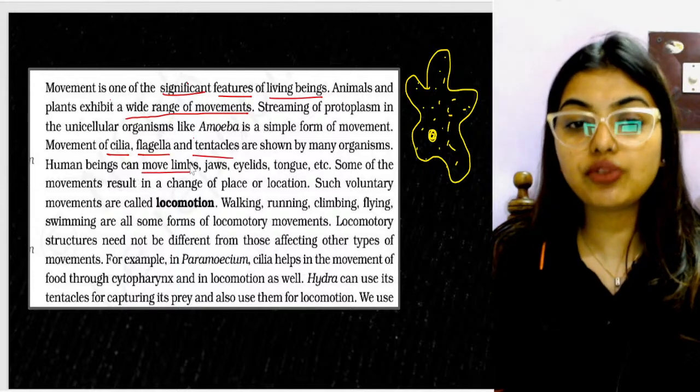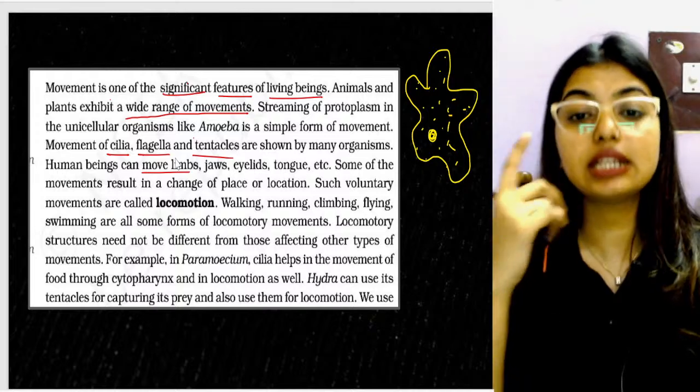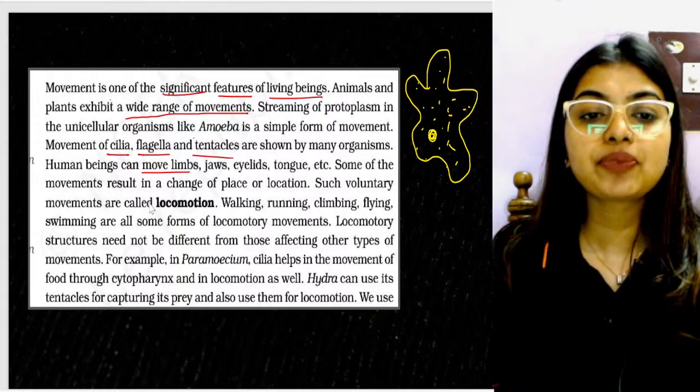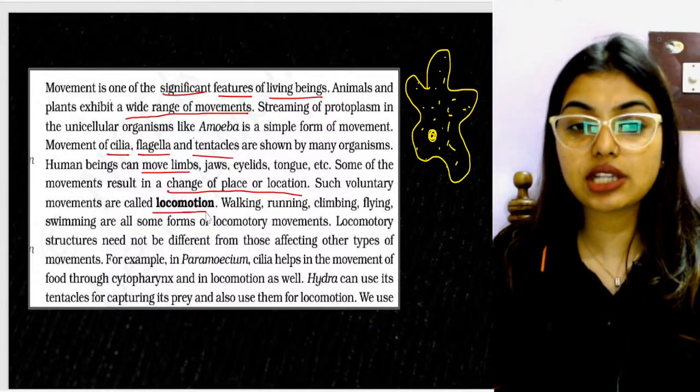Human beings can move their limbs. Yes, we can move our limbs, we can move our jaws, we can move our eyelids, we can also move our tongue, okay? Some movements result in change of place or location. Such voluntary movements are called locomotion.